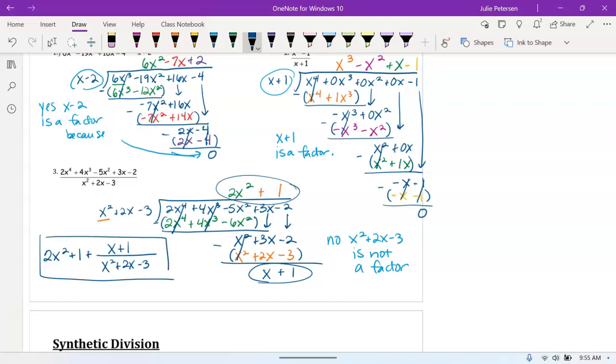But all we were really looking for is, is it a factor? I just wanted y'all to see how these answers are written, because some of the practice that you're going to do is going to have you write out your answers this way, where you have the quotient plus the remainder over the divisor.